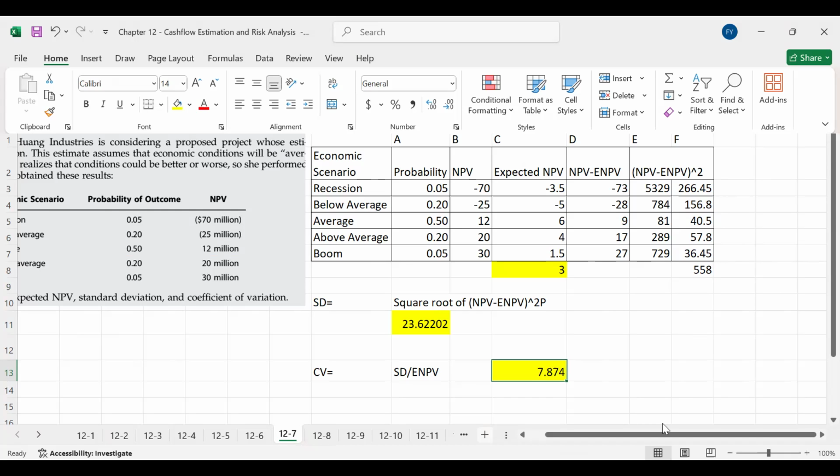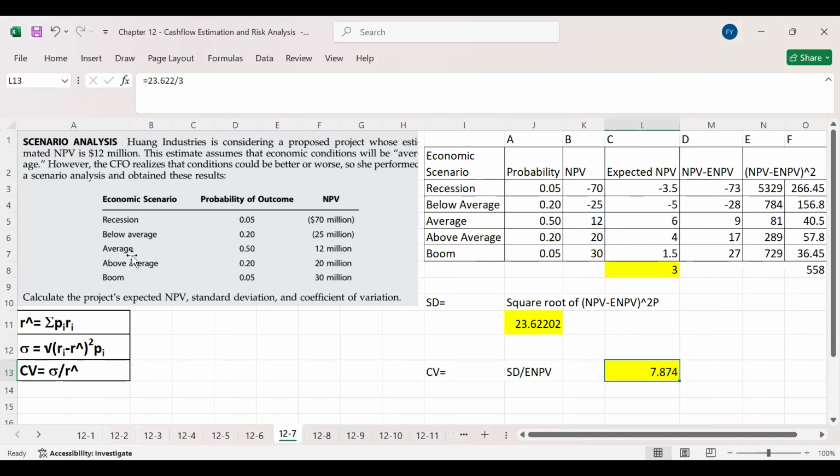So in the scenario analysis, you can see that we have different economic scenarios, and for each scenario we have different NPVs and different probabilities of the outcome. What we did is to simply multiply each NPV with its probability in order to get the expected NPV, which is the average NPV, or the mean value of all possible returns.